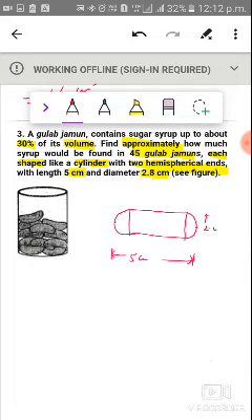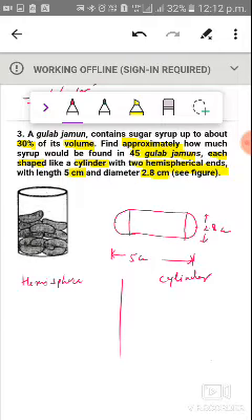2.8 centimeter. Okay, this is the diameter. So here we have a hemisphere, and we have a cylinder. You see, the diameter for both the hemisphere and the cylinder is the same, that is 2.8 centimeter.